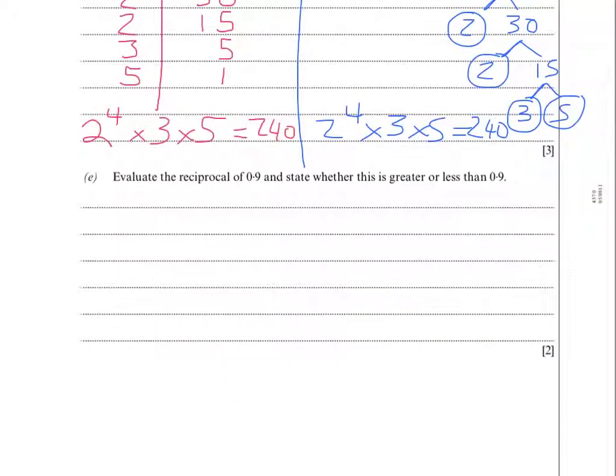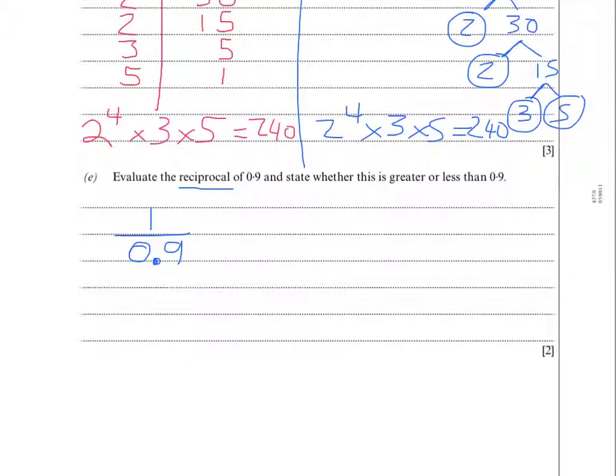For part B then, it asks to evaluate the reciprocal of 0.9, so we need to think about what that word reciprocal means, and state whether this is greater or less than 0.9. Well, if we think about what the reciprocal means, we would flip that 0.9 upside down. So that's the same as saying 1 over 0.9.